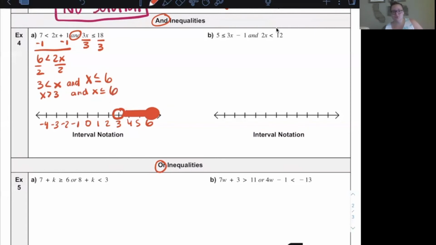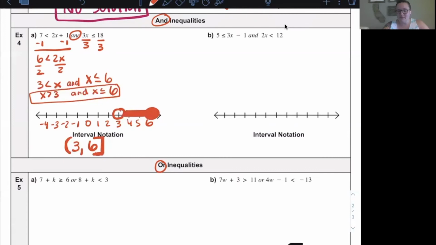Then for interval notation, what does this look like? To the left, our graph stops at 3. To the right, our graph stops at 6. 3 is an open circle, so we don't want to include 3. 6 is a closed circle, so we want to include 6. So 3 gets a parenthesis and 6 gets a bracket. And that's it. We have our solution set, we have our graph, and we have our interval notation. So why don't you go ahead and try part B on your own. You're going to press pause and then press play on the video when you're ready to check your work.